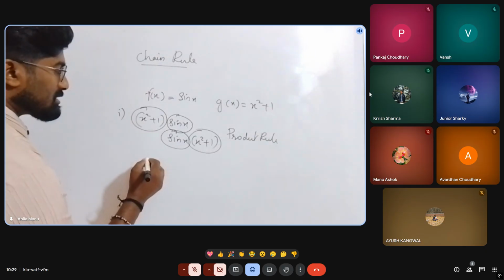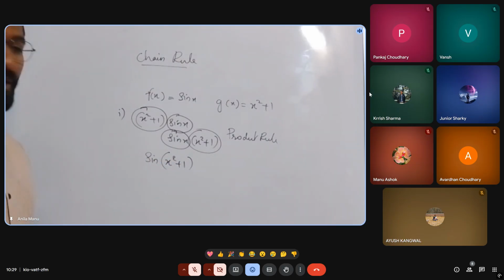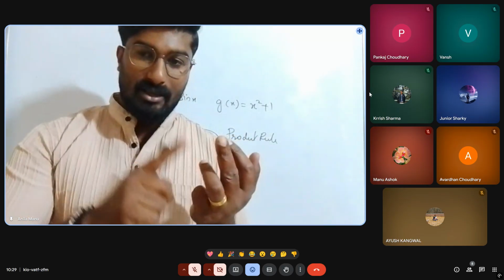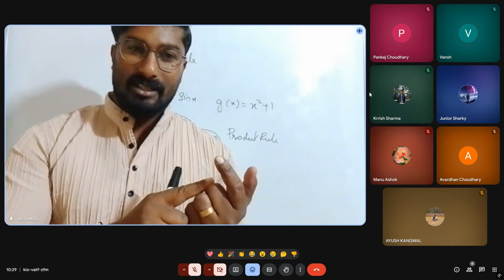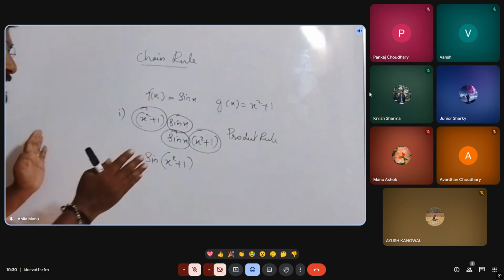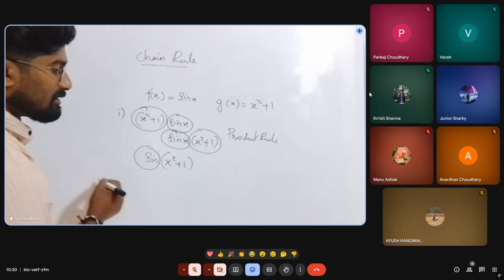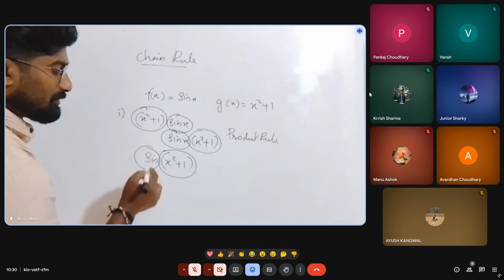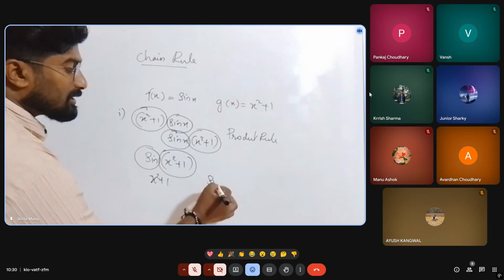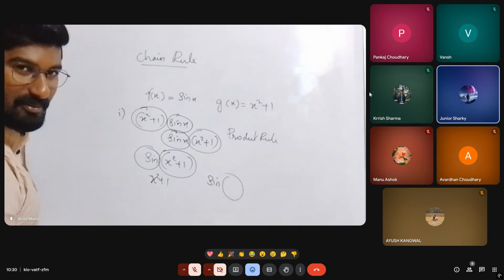But instead of that, suppose we get the function like this, sine of x square plus 1. We try to split it. We have many kinds of functions: trigonometric functions, algebraic functions, exponential functions, inverse trigonometric functions. When you try to split, I can see a trigonometric function here and an algebraic function here. But when I split, the algebraic function is a complete function, but the trigonometric function is incomplete. That means the angle is not there, only sine is there. Is it clear?